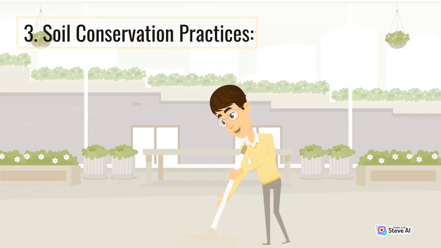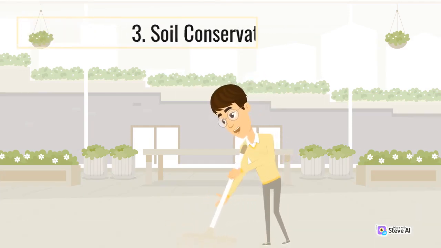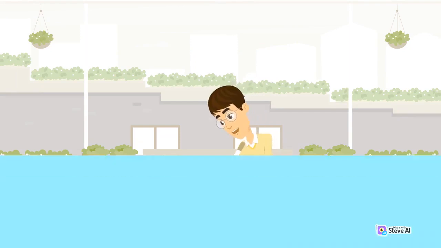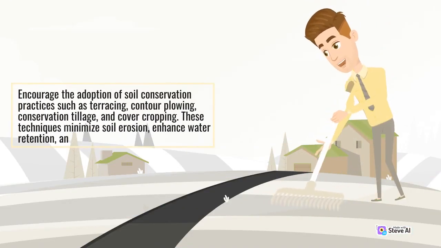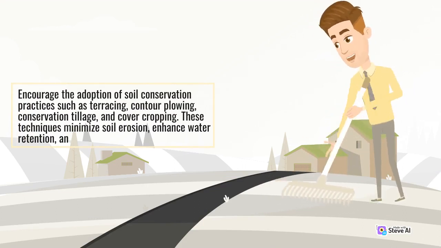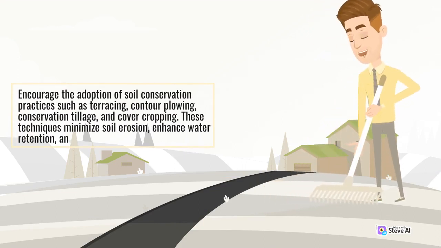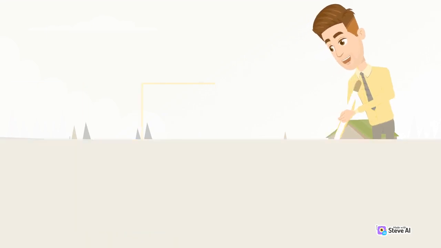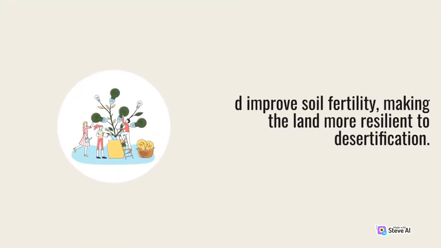3. Soil conservation practices. Encourage the adoption of soil conservation practices such as terracing, contour plowing, conservation tillage, and cover cropping. These techniques minimize soil erosion, enhance water retention, and improve soil fertility, making the land more resilient to desertification.